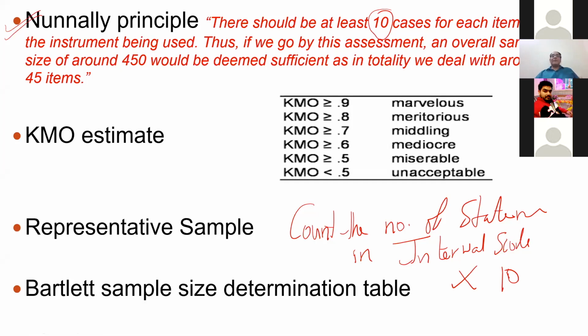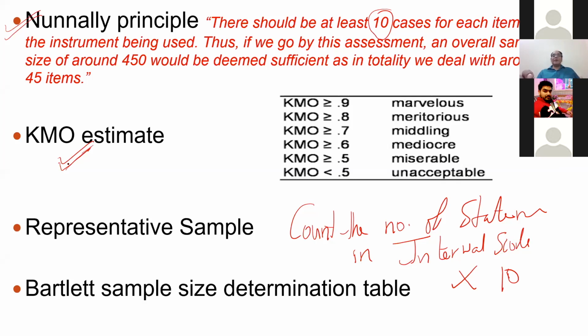Whenever I meet some research scholar, I always recommend that you justify your sample size with any of these methods. Either you go for the formula method or you go by these principles. Second, I always suggest that you calculate the KMO estimate. If you are using an instrument with interval scale variables, find out the KMO estimate. KMO means Kaiser Meyer Olkin estimate.